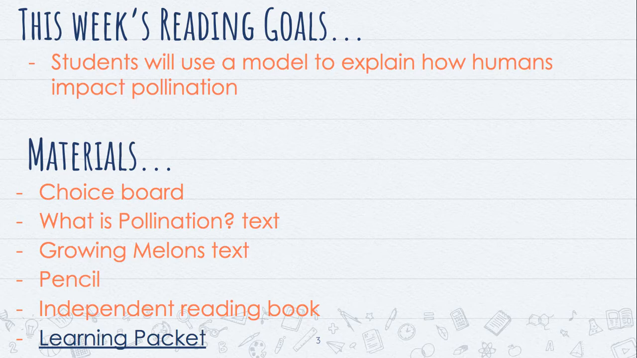This week's reading goal is the same all week. It is: students will use a model to explain how humans impact pollination.